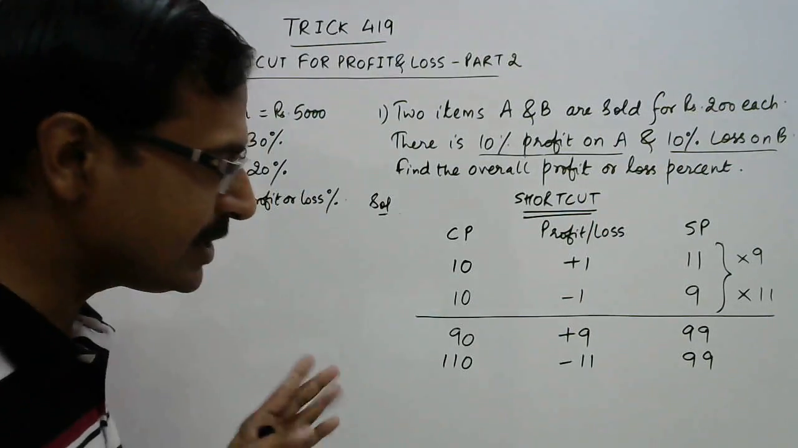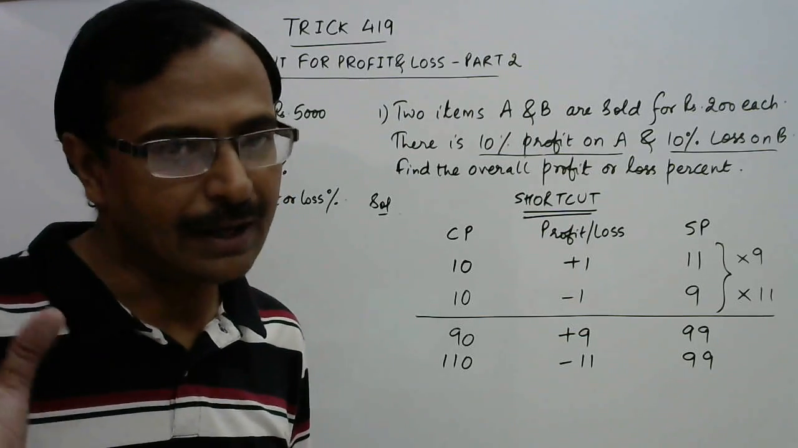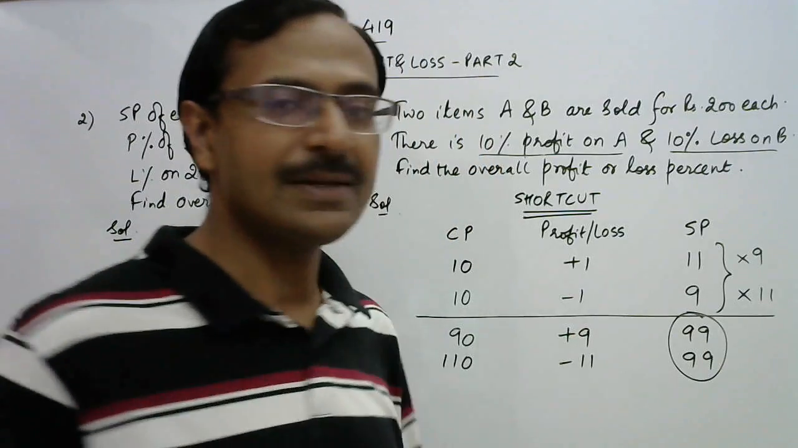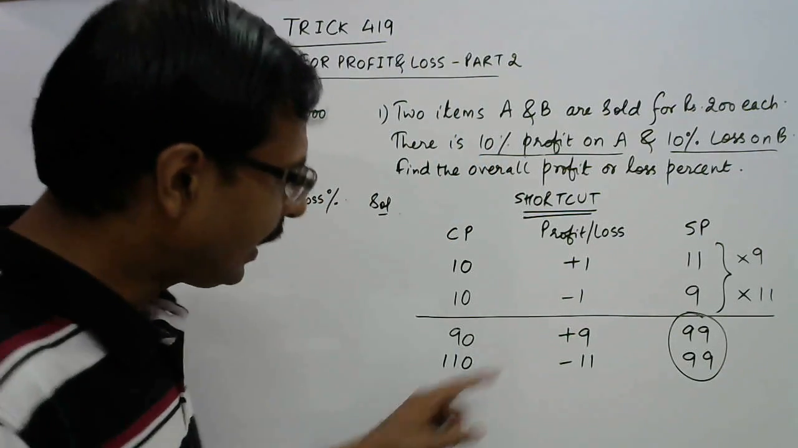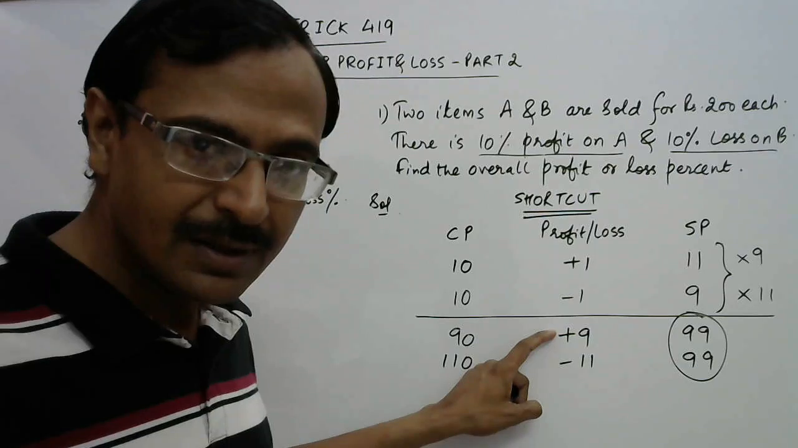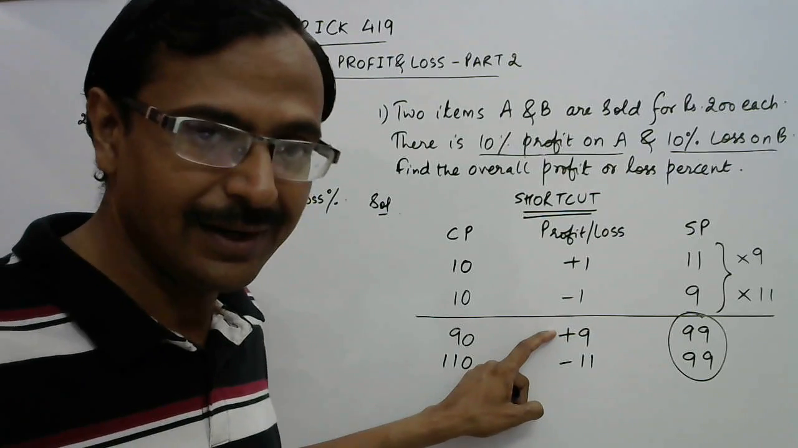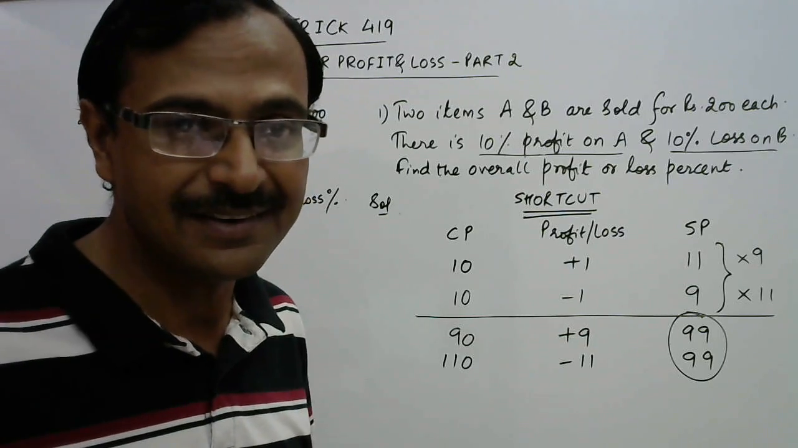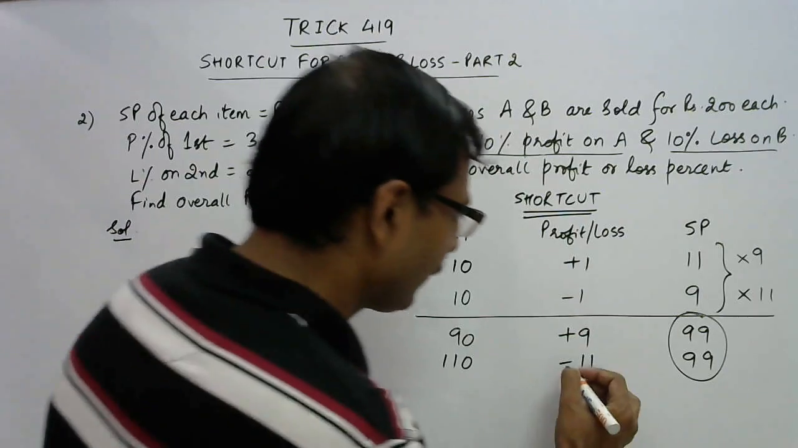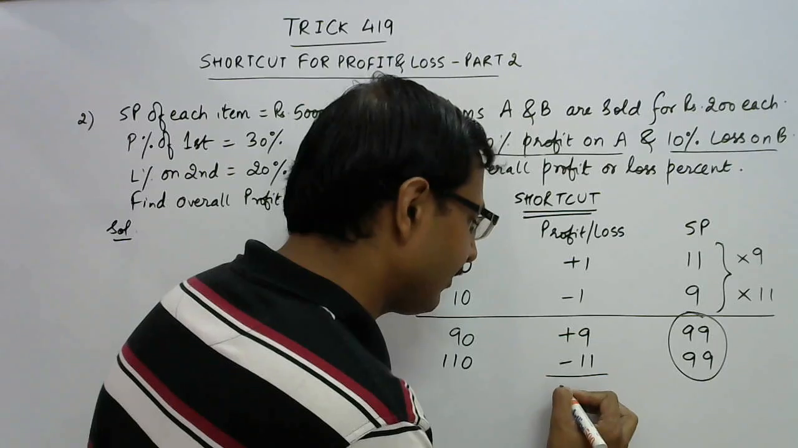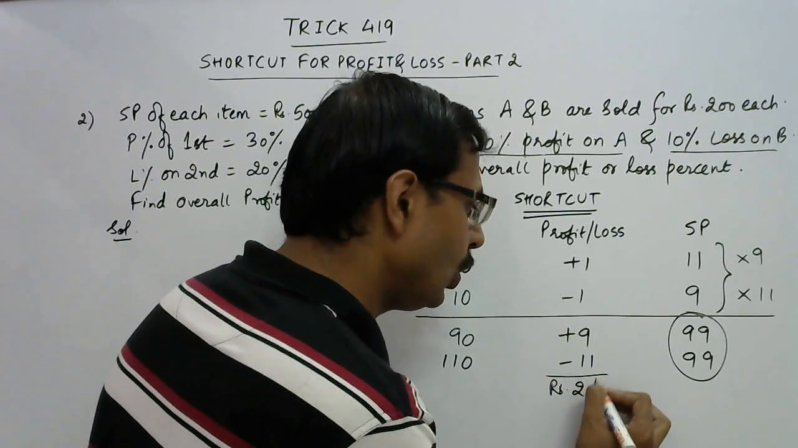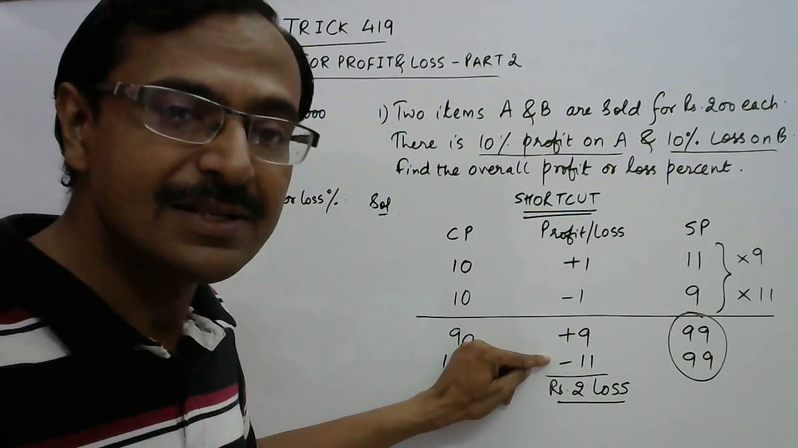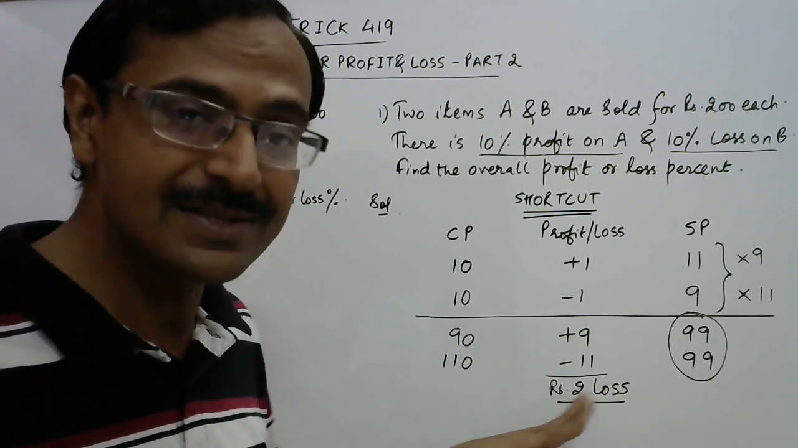I hope you're getting my point. And now in the next step you will have your answer. Now see, we are not bothered about these two now because the selling price is already given as equal. Plus 9 means 9 rupees profit and minus 11 means 11 rupees loss. So which is greater? Loss is greater. So overall we have rupees 2 loss. Why? Because plus 9 and minus 11 is minus 2. So minus 2 means 2 rupees loss.